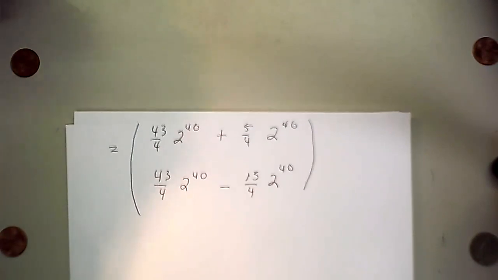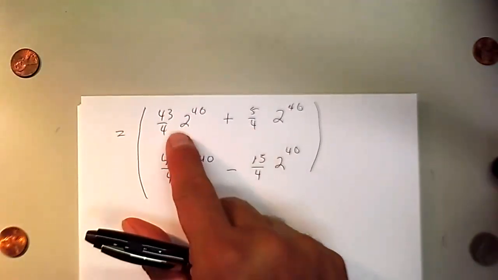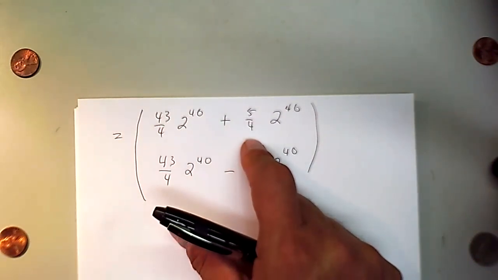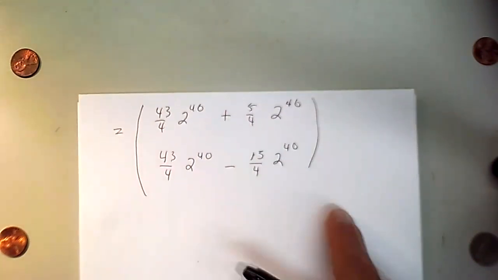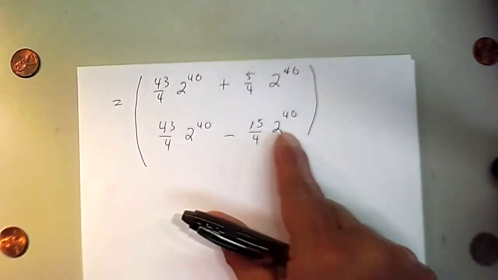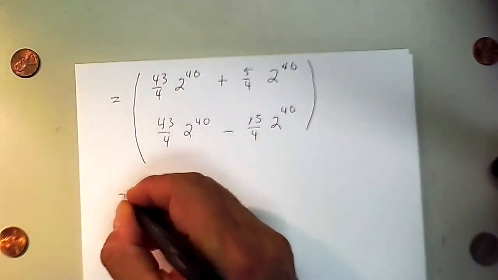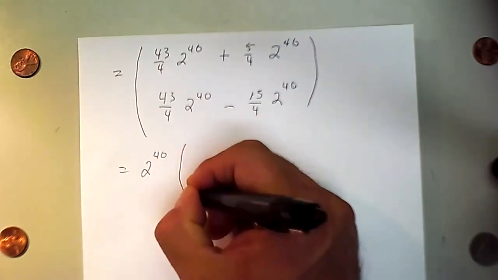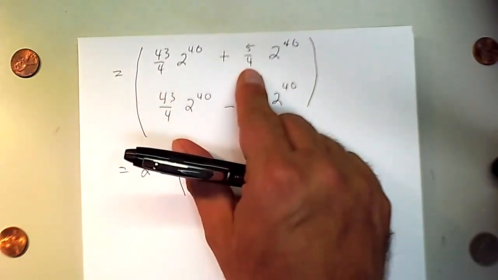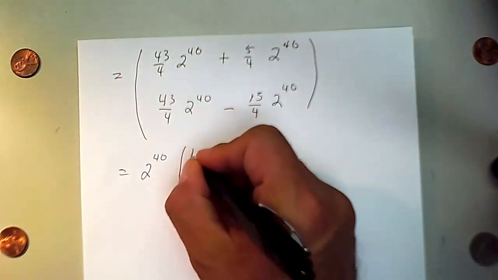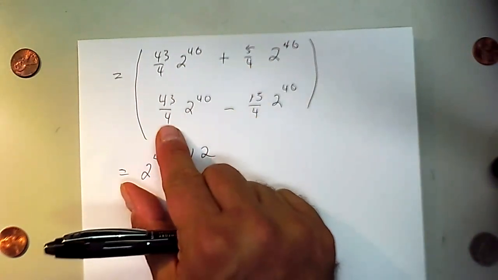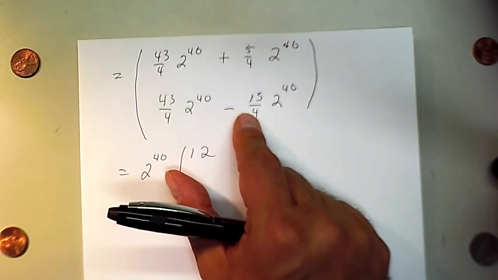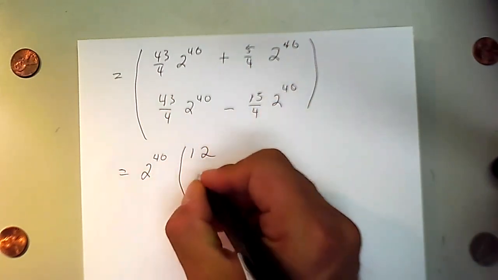Well, we can factor out 2 to the 40, and 43 and 5 is 48 over 4 is 12. So we end up with 12. And here we can factor out the 2 to the 40 out, actually. So we have 2 to the 40 factored out. And 43 fourths plus 5 over 4 is 48 over 4, which is 12. 43 minus 15, 28 over 4. Oh, isn't that funny?